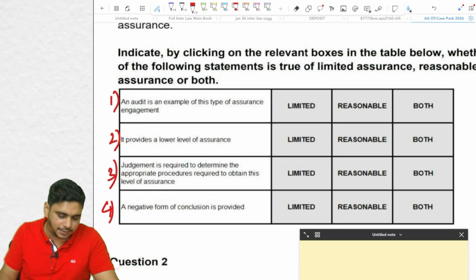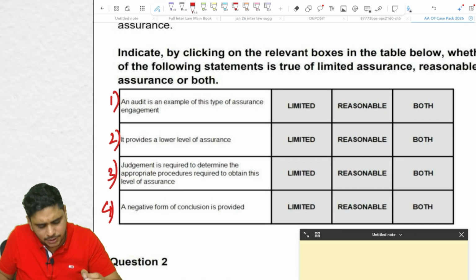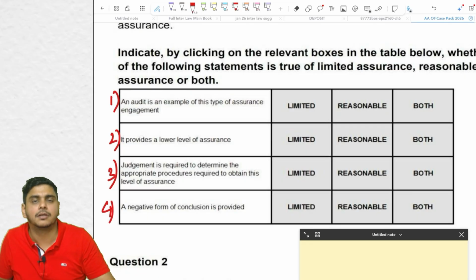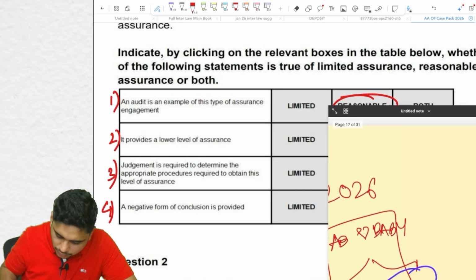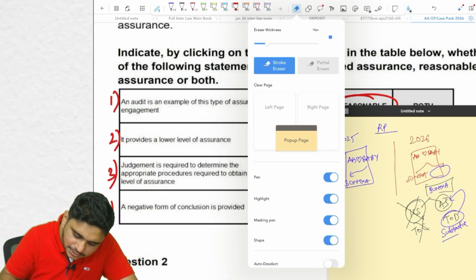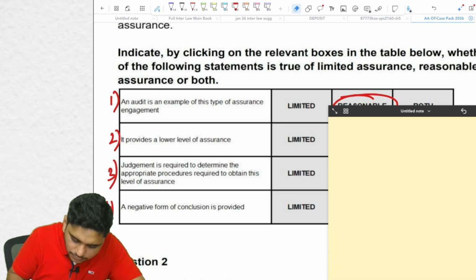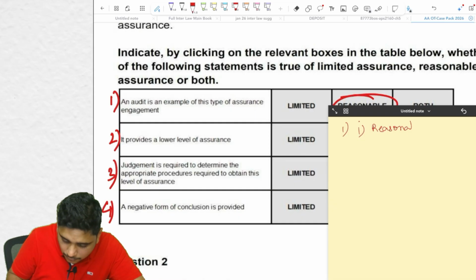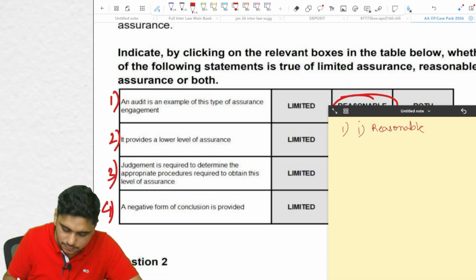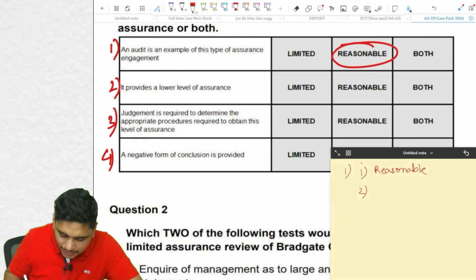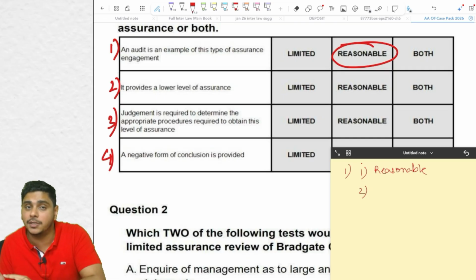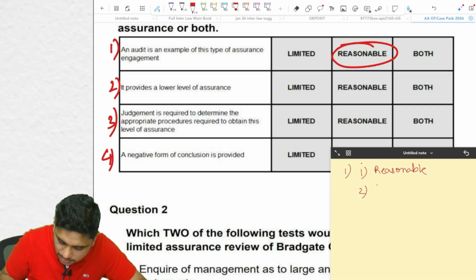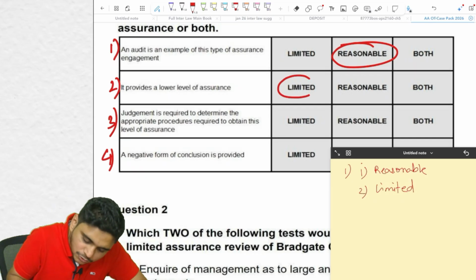Done? Now let's think. An audit is an example of this type of assurance engagement. Which one? Audit, which assurance? We give reasonable. So I'm writing here. We'll check the answers later on, okay? So first one, reasonable. Correct? Audit is reasonable assurance. Provides a lower level of assurance. The lower level is given in case of review engagement. Review basically means limited assurance. So the second is limited. My answer is that the second is limited.